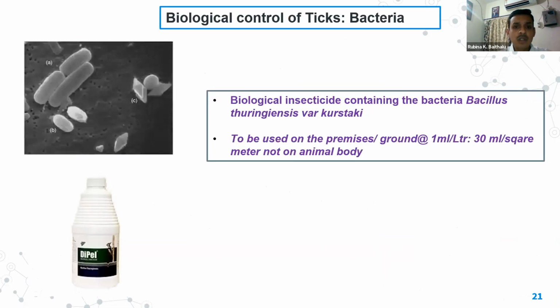Before coming to that, what is the mechanism of control by the bacteria? They are ingested by the different developmental stages of the ticks. They enter the gut and produce an endotoxin. That endotoxin destroys the gut of the tick. In that way, it helps control the tick population.